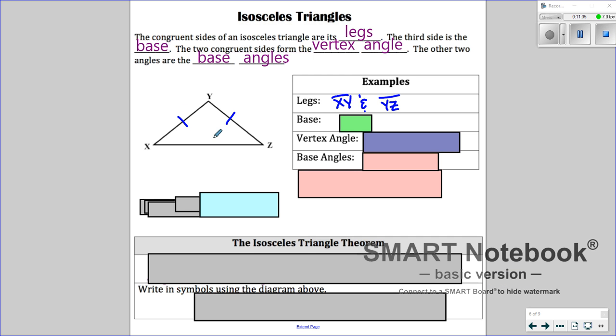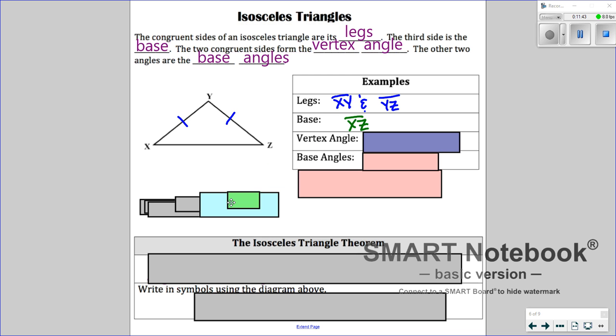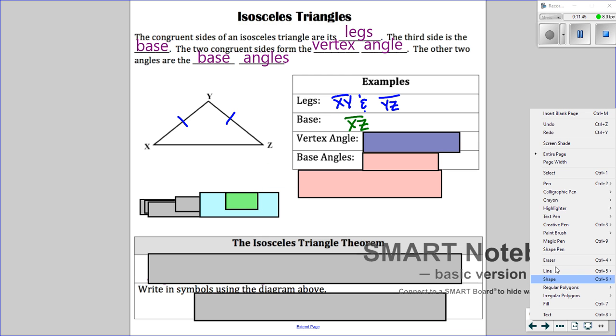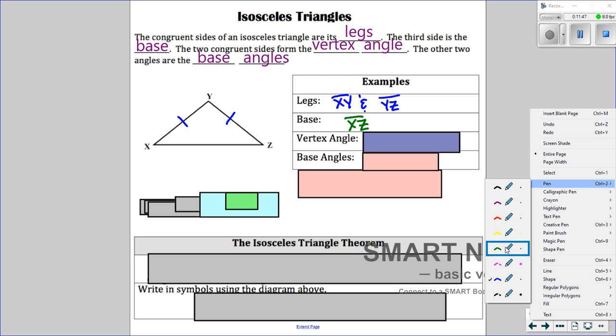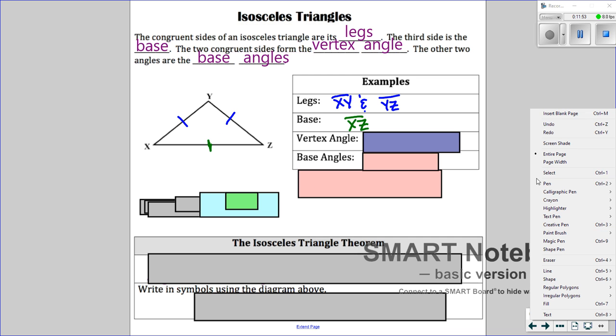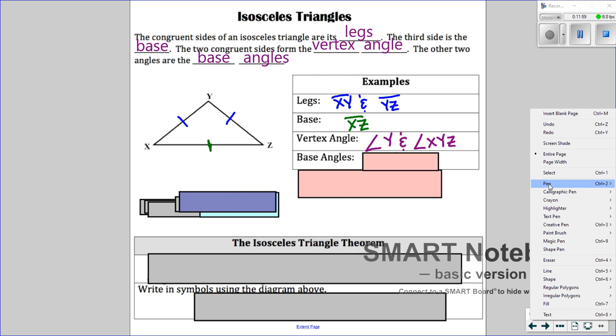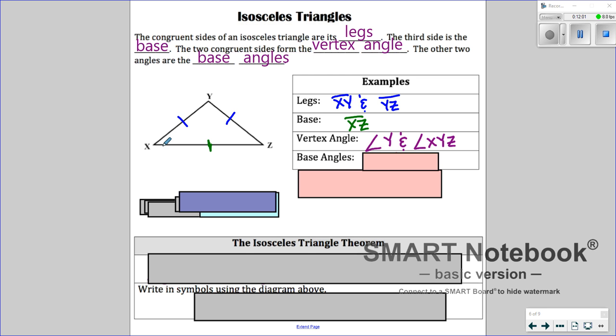And since this is an isosceles triangle, that means these two are going to be congruent. The base is XZ, and I'm going to make that green so that you can see the connection. The vertex angle is angle Y, or you could also call it angle XYZ.